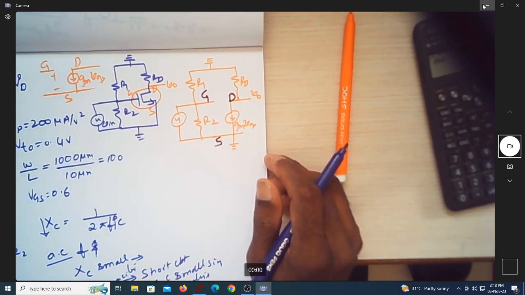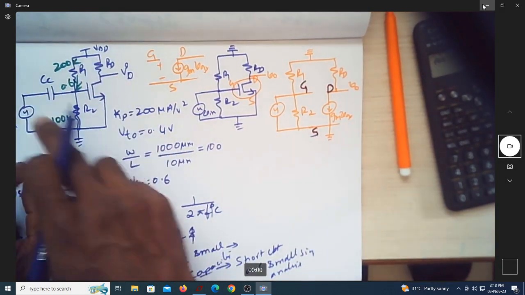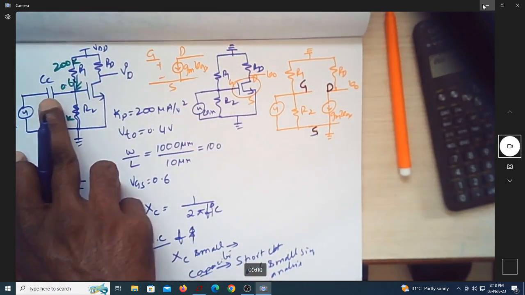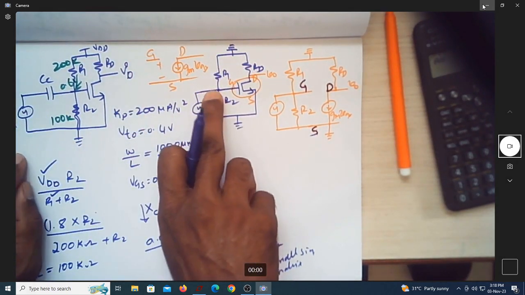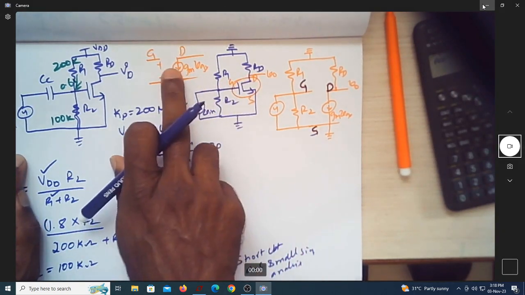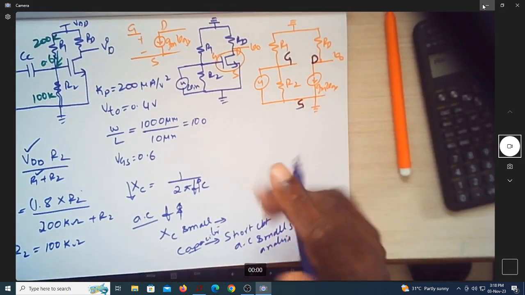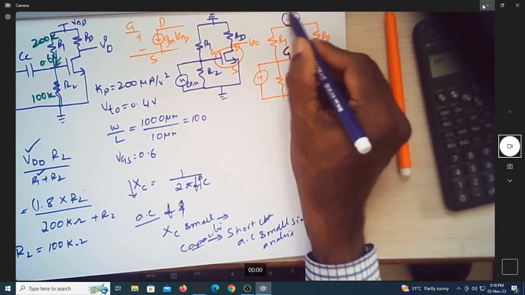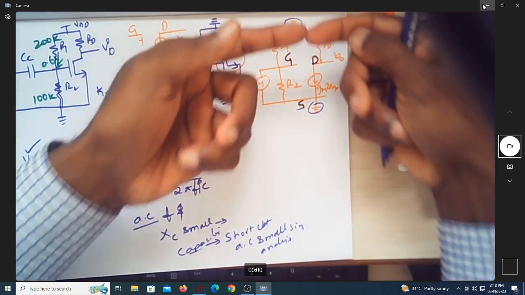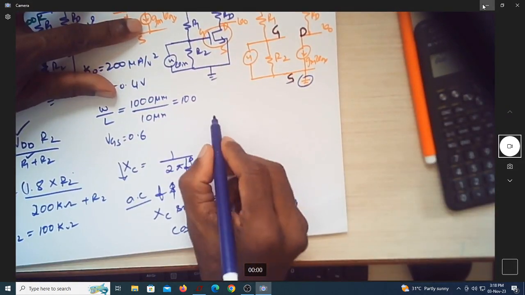See, I had this circuit. Replaced this by its AC equivalent. This DC source is grounded. This capacitor is replaced by short circuit. Because of this reason, I'm replacing the MOSFET by its AC equivalent model. So now let us simplify this. Can you see this point is same as this point? If these two are same, shall I just flip it down here? If I flip it down, this is how the final circuit will look like.